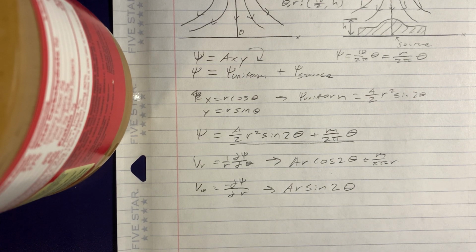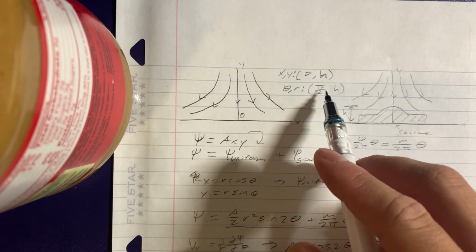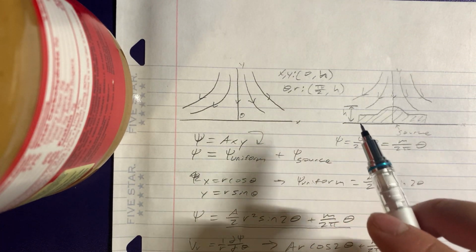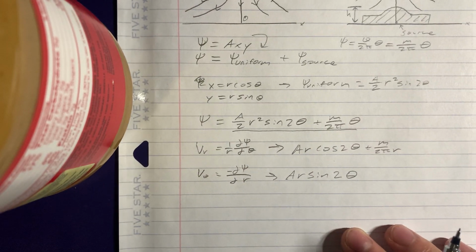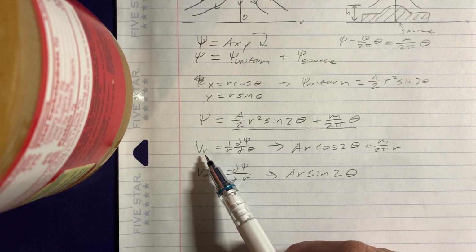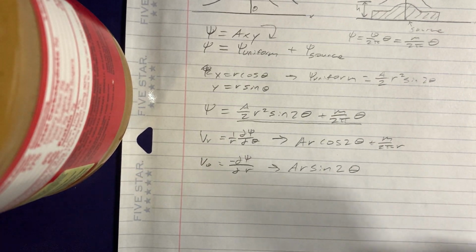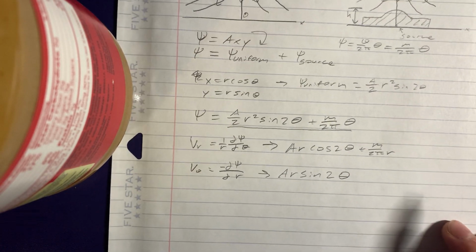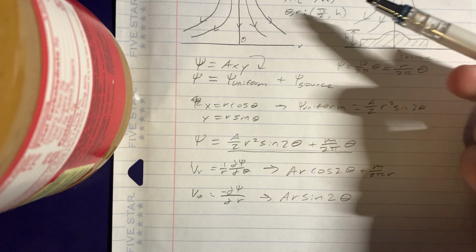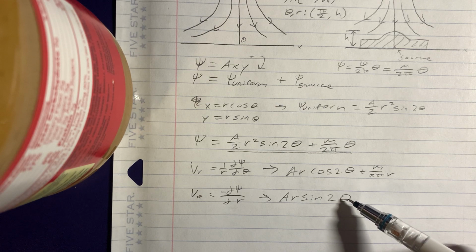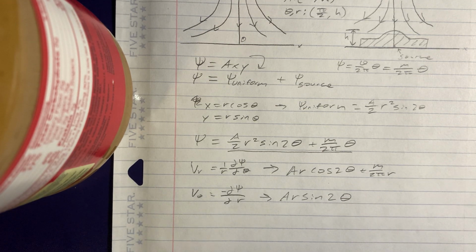So now at our point pi over 2 comma h, we'll have a stagnation point when v r is equal to 0, because v theta is already equal to 0. If you plug in pi over 2 for theta, then sine of pi becomes 0. That's how we know that v sub theta is equivalent to 0.